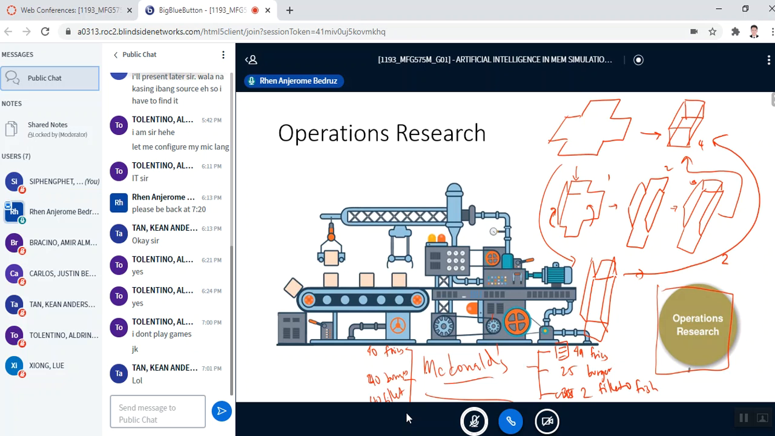So what you need to do is suggest. You need to use AI to find the optimal number of boxes that a McDonald's branch should order.